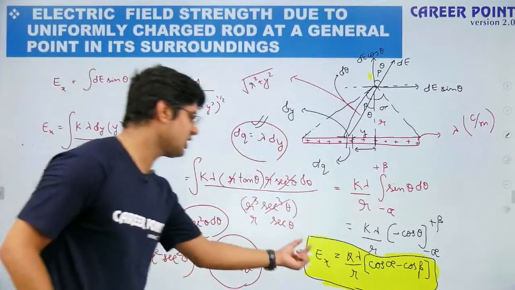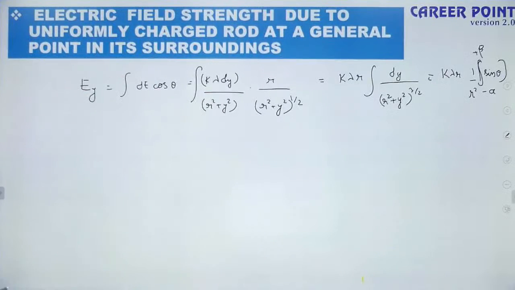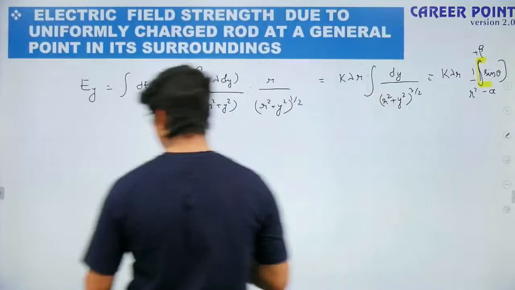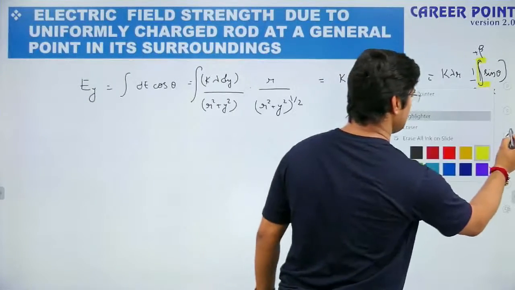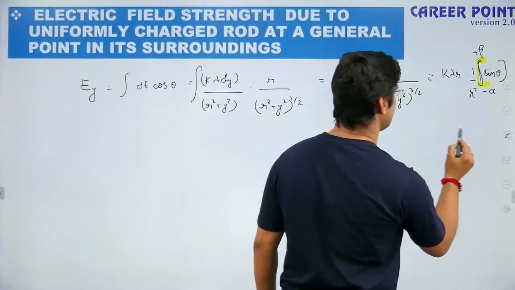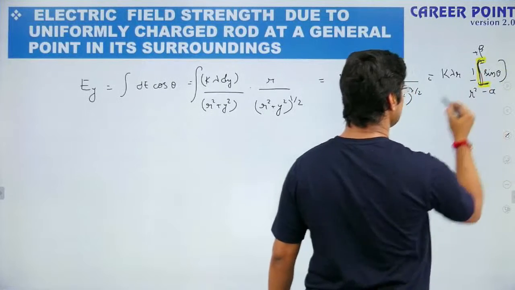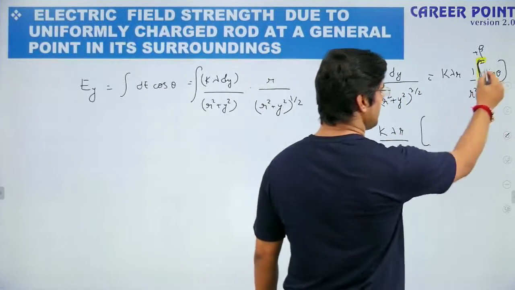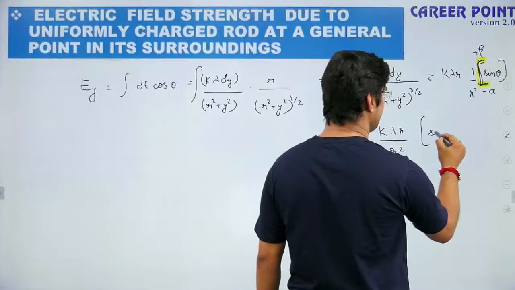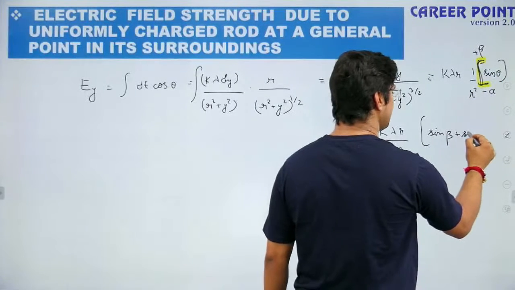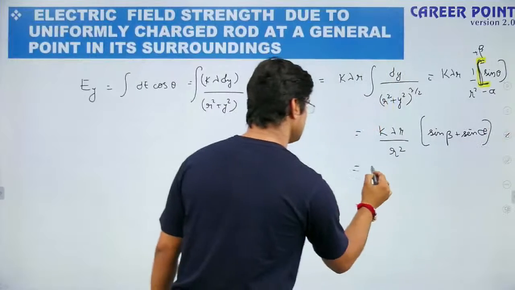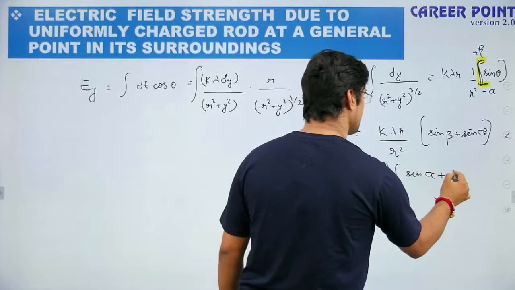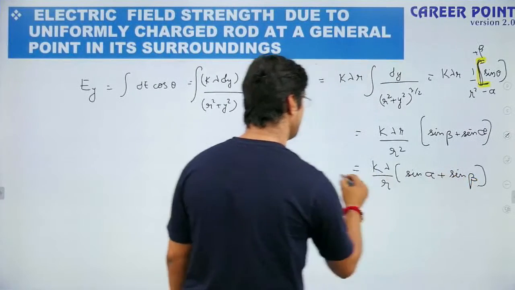So this is the expression for Ex, and in the expression of Ey we are getting sin theta directly. Let's change to black. We are getting the expression K lambda r by r square, and instead of sin theta I can write sin beta plus sin alpha. So from here we can say K lambda by r, sin alpha plus sin beta. So this will be the expression for Ey.